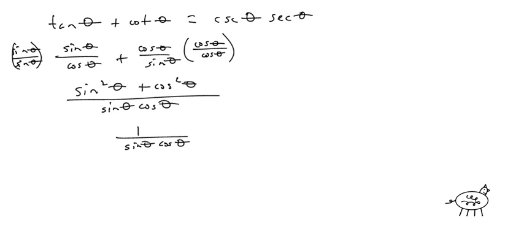And then this is multiplication, so 1 over sine of theta is cosecant of theta, 1 over cosine is secant of theta. There we go. Check. All right, not too bad. Let's keep going here, math fans.